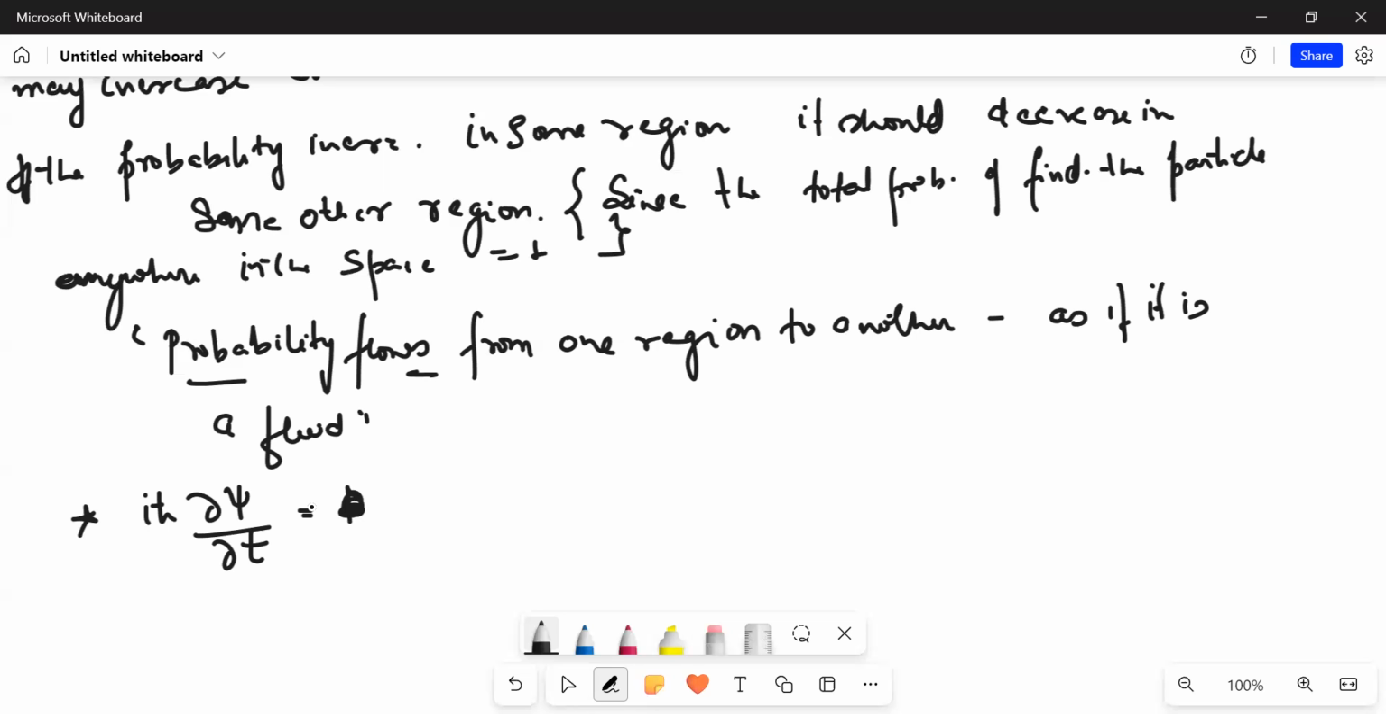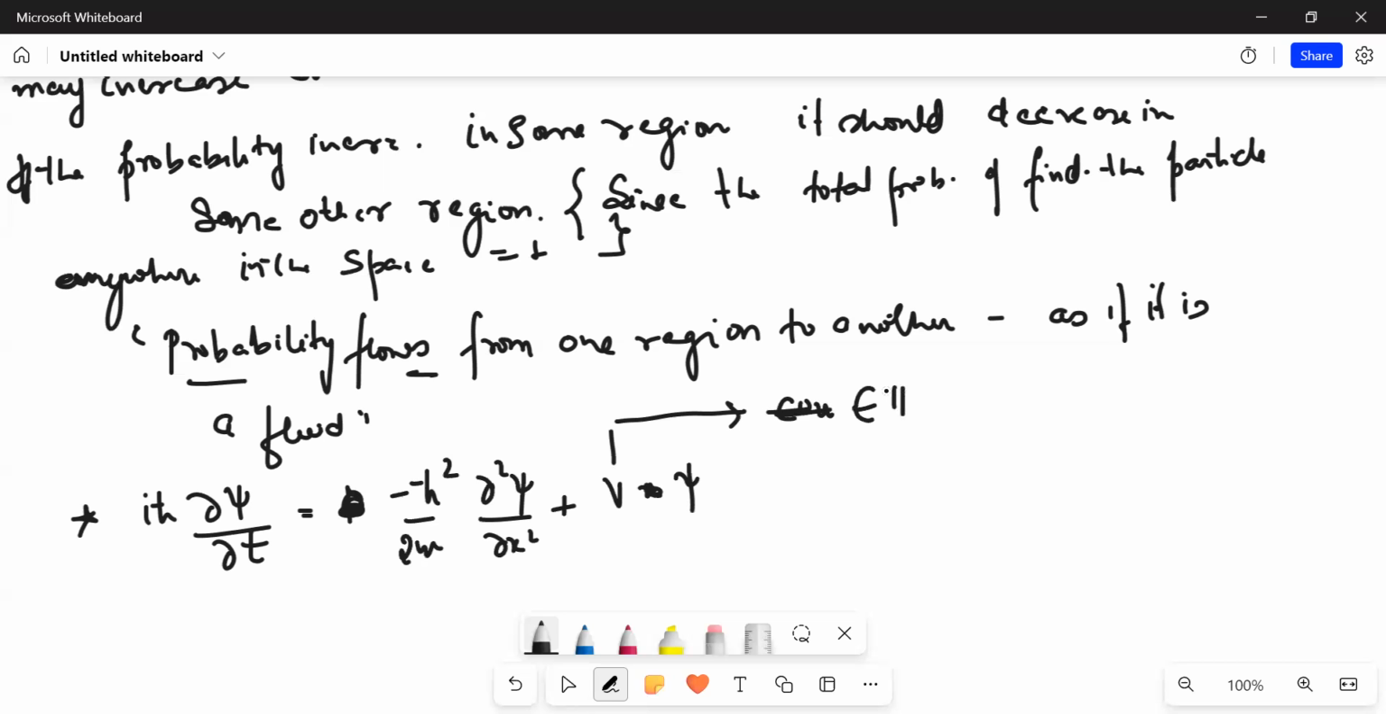But that's okay. Let me first write the one-dimensional equation: minus h ket square upon twice m, del square psi upon del x square, and then V psi. Know that V is not imaginary, it belongs to real. We are taking the case of a constant. Okay.